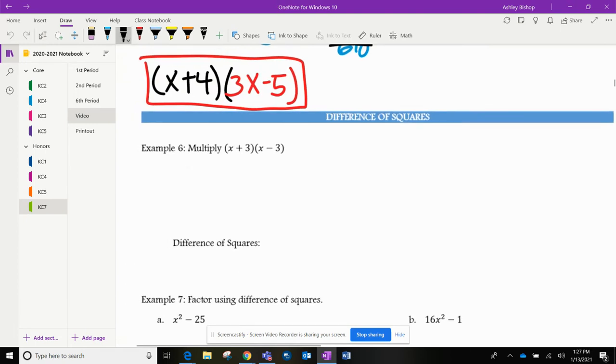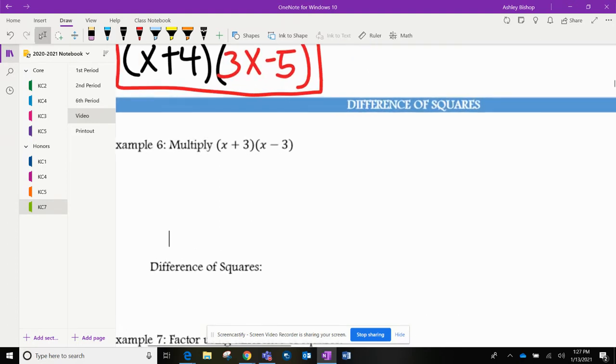I want to show you where this happens. So I'm going to pick a method that I want to use to multiply these two things together. If you prefer the box method, you can. I don't personally prefer it. I'm going to use FOIL. And so remember, everything in this binomial needs to get multiplied by everything in this binomial. And so to do that, I use arrows to help me.